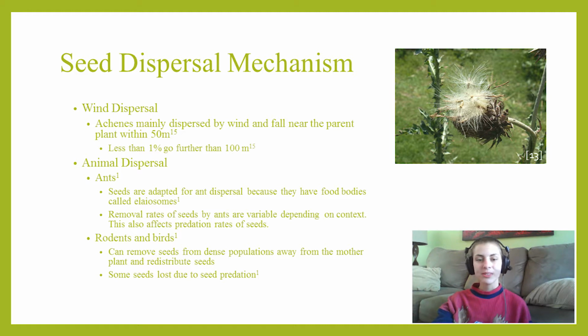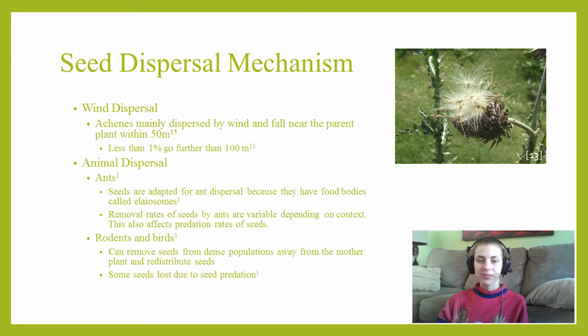And as for animal dispersal, the seeds themselves are actually adapted for ant dispersal, and they have little food bodies called elaiosomes, and this allows the seeds to be removed by the ants. And this dispersal mechanism itself is highly environmentally context dependent, and also how the ants move the seeds affects the predation rates of the seeds themselves.